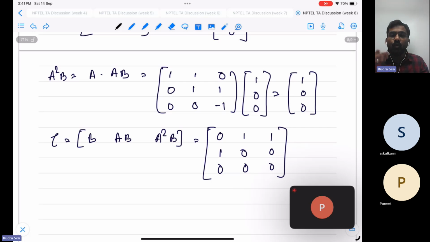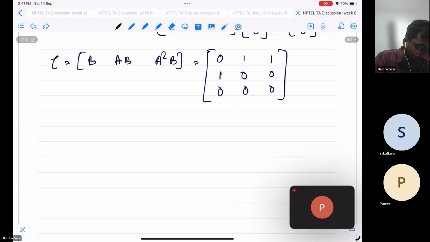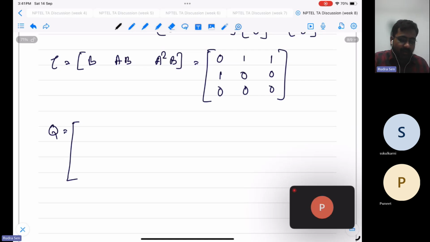That means, for the system to be stabilizable, the state which is not controllable should be a stable one. For that case, we need to design a similarity transformation matrix Q. So how can we design the similarity transformation matrix? The design is very simple.